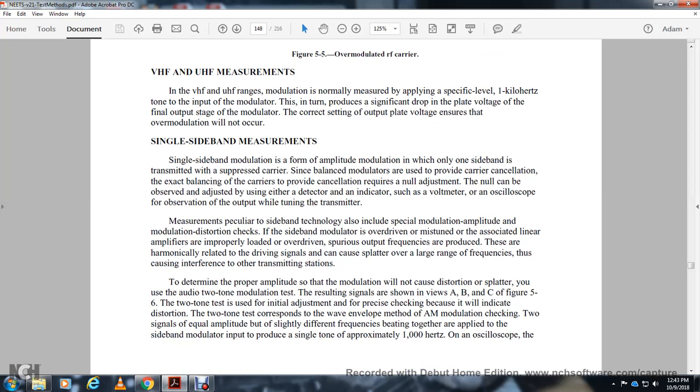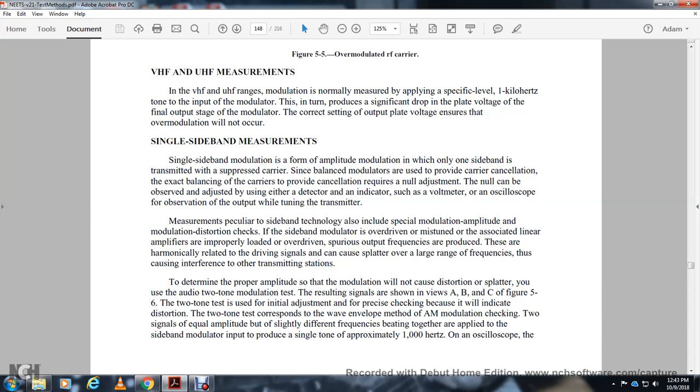Single sideband measurement. Single sideband modulation is a form of amplitude modulation in which only one sideband is transmitted and the carrier is suppressed. Balanced modulators are used to provide the carrier cancellation, and the balance of the carriers that provides cancellation requires a null adjustment. The null can be observed by adjusting either the detector indicator, the signal strength voltmeter, or the oscillator, with observation of the output while tuning the transmitter.